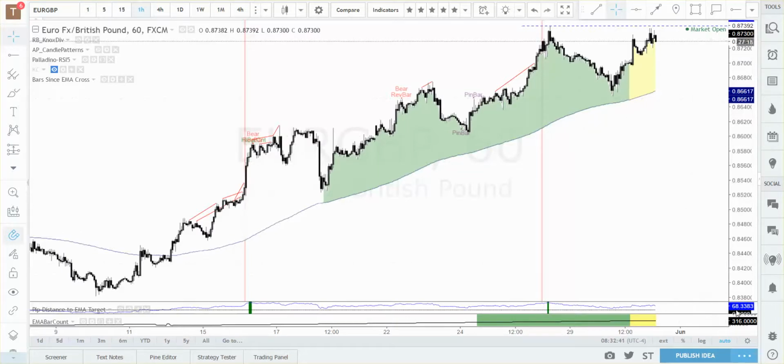68 pips away. So realistically, the EMA is going to converge towards price. So I'm looking for maybe a 30 to 40 pip move, depending on how quickly we get there.